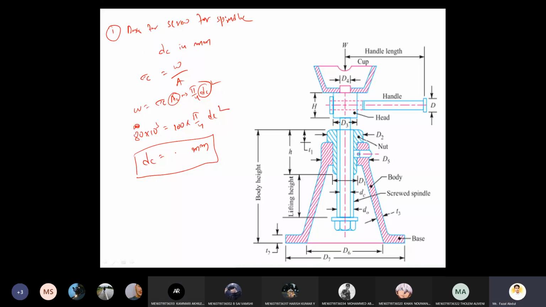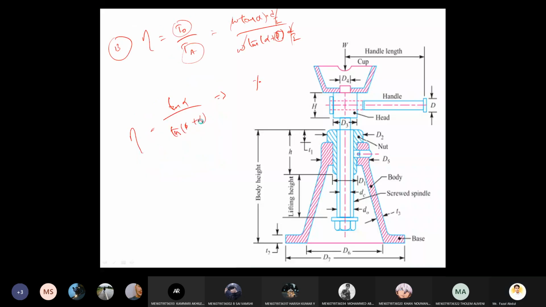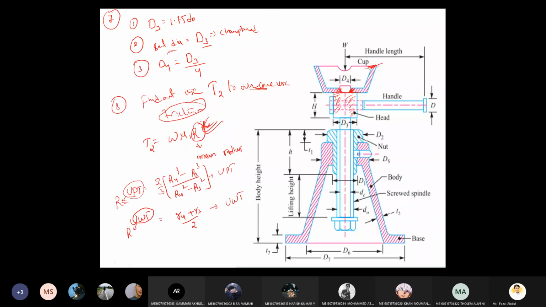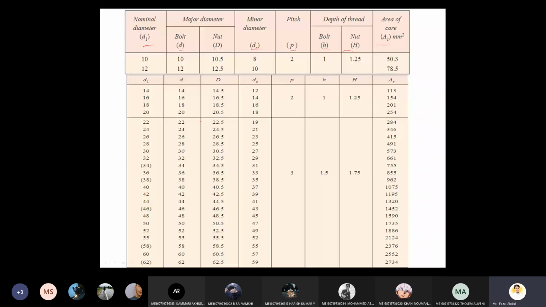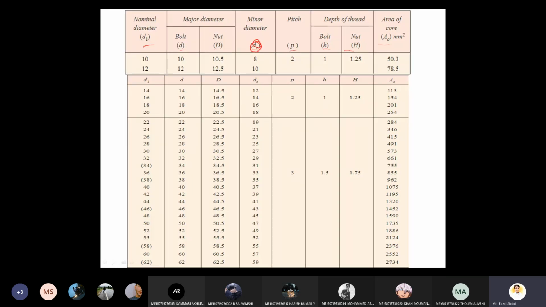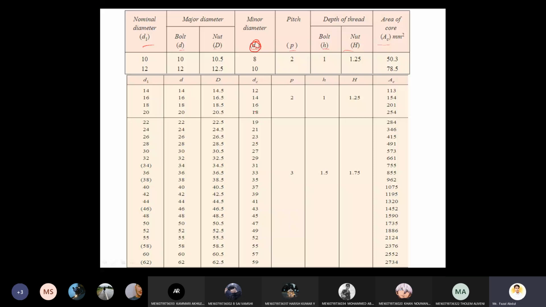31.91 means 32, so I'm writing the round figure 32 mm. Right? Now, whether this diameter we are getting is under safe condition or not, we need to select from the table again. So the table I'm showing here. The core diameter is DC. How much did we get? Round figure 32. Here 31 and 33 are there, but 32 is not there.